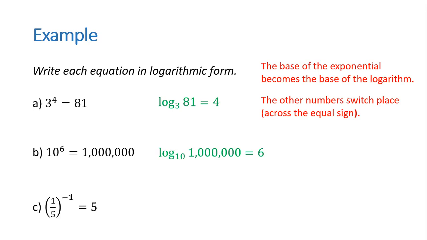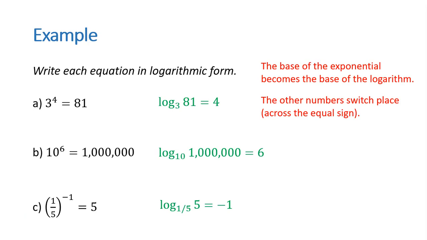And then one final example, 1/5 to the negative 1 power is equal to 5. Our base is 1/5 here. It's okay if it's a fractional base. That doesn't change anything. So our base is 1/5, and then our other two numbers switch places. So in logarithmic form, this is log base 1/5 of 5 is equal to -1.